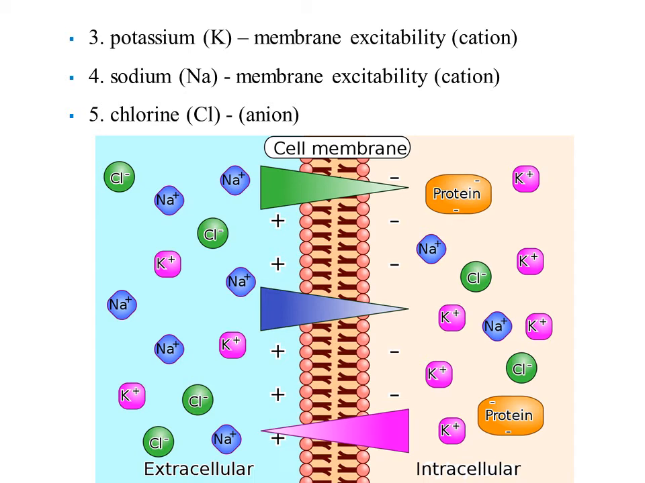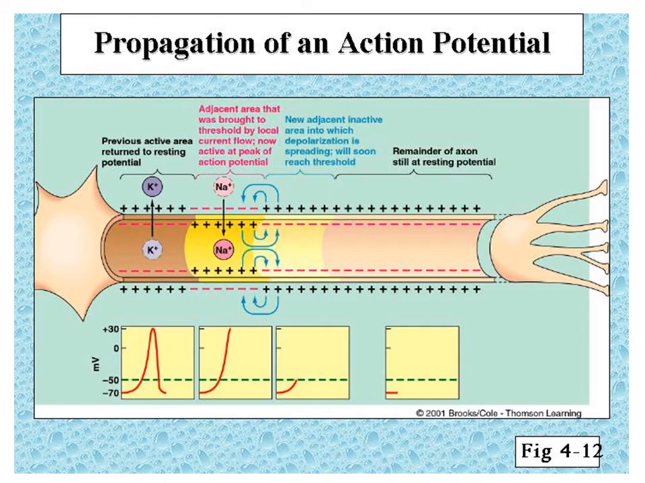So these ions will build up, and because we have more positive ions outside than inside, the outside of the membrane will be positive in reference to the inside of the membrane. This is very vital in reference to moving the electrical impulse, which is called propagation of an action potential.